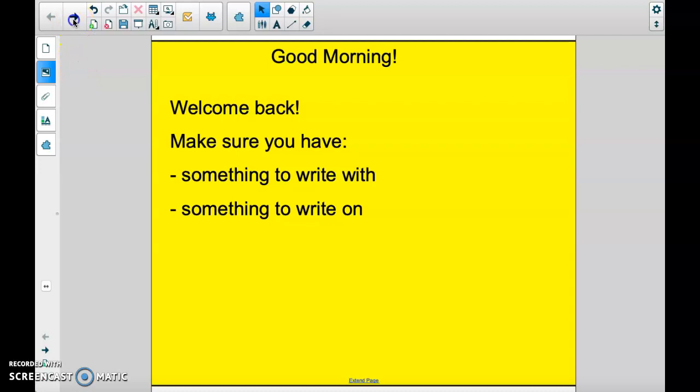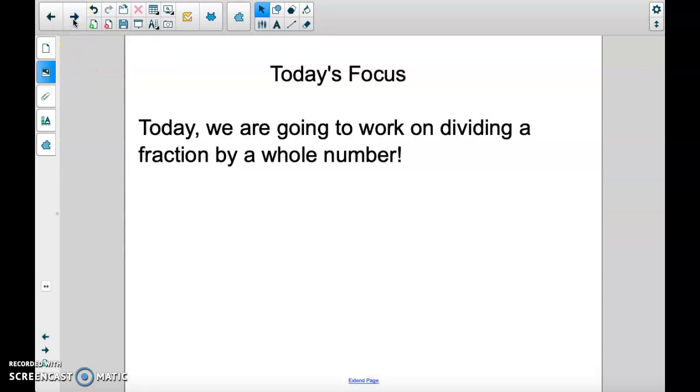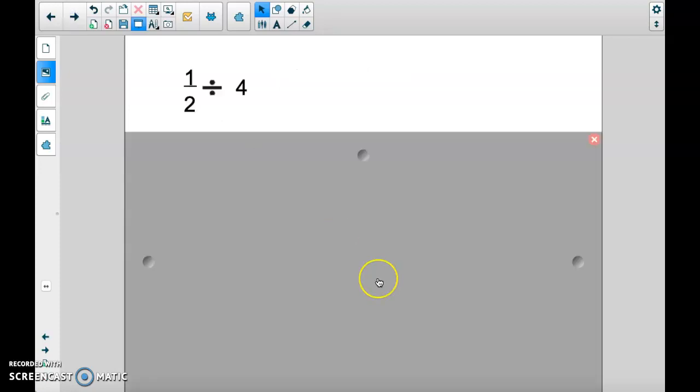Let's rock and roll. Today's focus, we're going to work on dividing a fraction by a whole number. So we've been working on a whole number divided by a fraction, so now we're going to flip it and see what happens there. So if we start with a half divided by 4, if you remember what I said yesterday, look what you have to start.